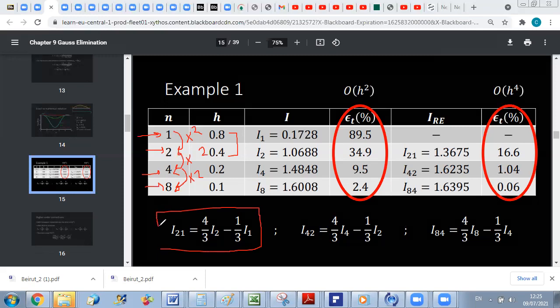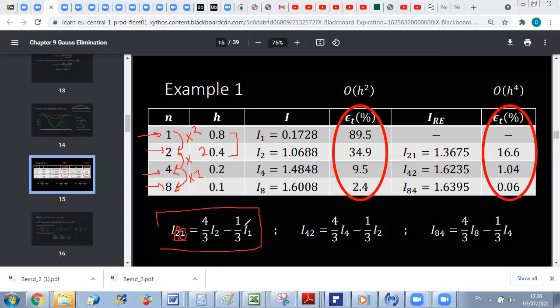First, if we consider combining I1 and I2, we will get I21. The first subscript is always the most accurate of the two, so I2 is more accurate than I1. I21 is obtained by combining I2 and I1. Since the number of segments is doubled, we can write that I21 is 4 over 3 I2 minus 1 over 3 I1.